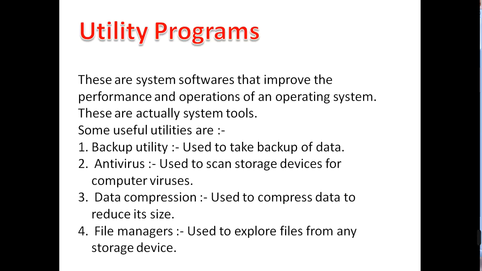The second is your antivirus. It is a very common software, you all know about this. Antivirus softwares are used to scan storage devices for any kind of computer viruses. Next is your data compression. So data compression tools are used to compress. So here compress means reducing size of the original file. So you can use data compression tools for reducing the size of a file. For example, you can use WinZip or WinRAR applications.